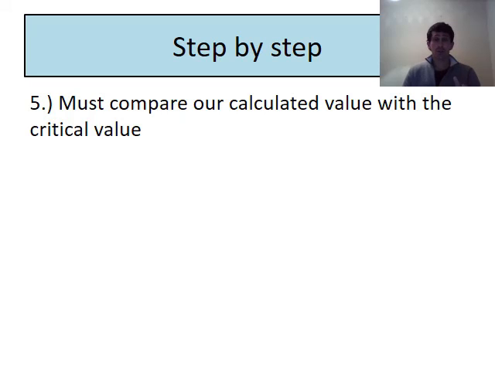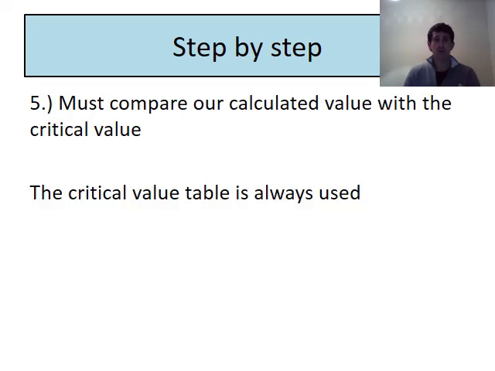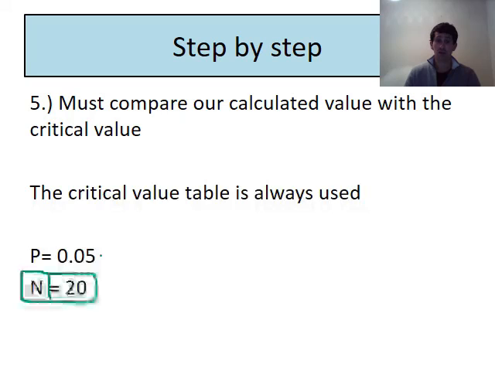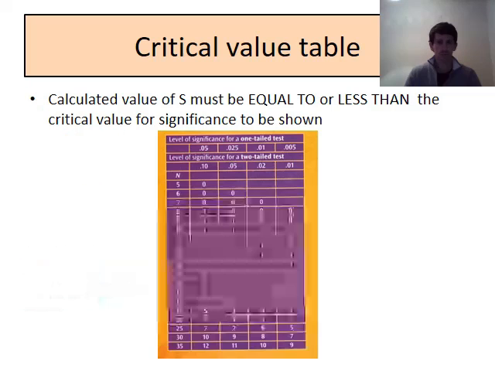So now we've got to compare our calculated value with the critical value. The critical value table is always used for this. You'll be given a critical value table in any test that this question comes up with. And remember, you always use P equals 0.05. And we had 20 participants. So N, which always stands for the number of participants, will be 20. So always use P equals 0.05, and N is always the number of participants in the experiment.